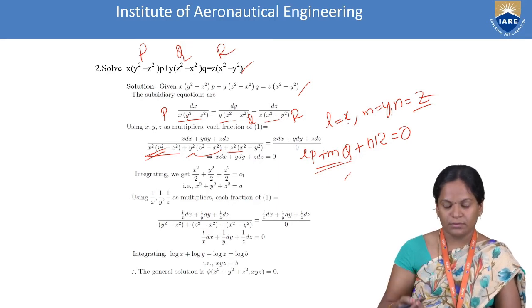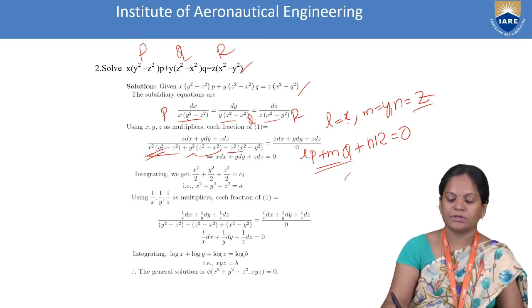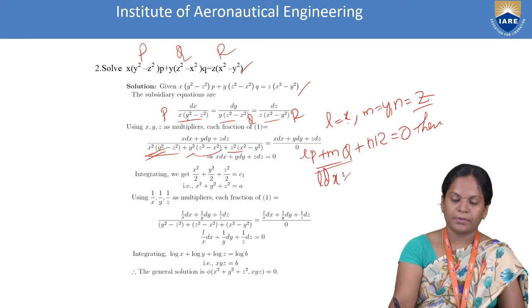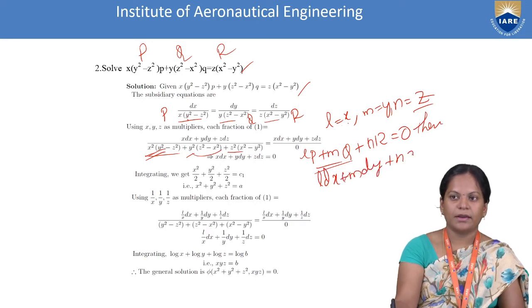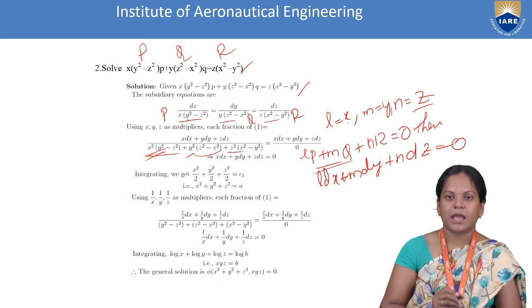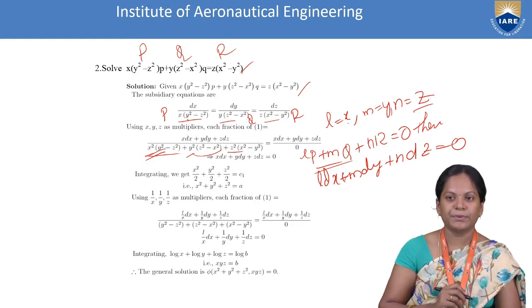So if we have a condition LP plus MQ plus NR equal to 0, then we can take L dx plus M dy plus N dz equal to 0. L dx plus M dy plus N dz equal to 0. L is nothing but x. So x dx plus y dy plus z dz equal to 0.